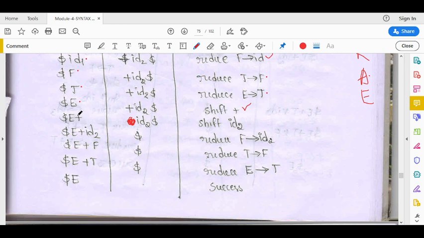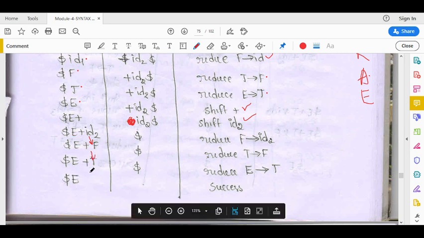And E plus, can I reduce E plus? No. There is no production which can reduce E plus to anything. Right. But I have it with E plus T. So as I cannot reduce, I have to push ID2. So that is shift ID2. So ID2 I have. Can I reduce this? Yes, ID can be reduced to F. F can be reduced to T. So yes, E plus T I can reduce to E. Basically this is about the reduction which I am talking about.